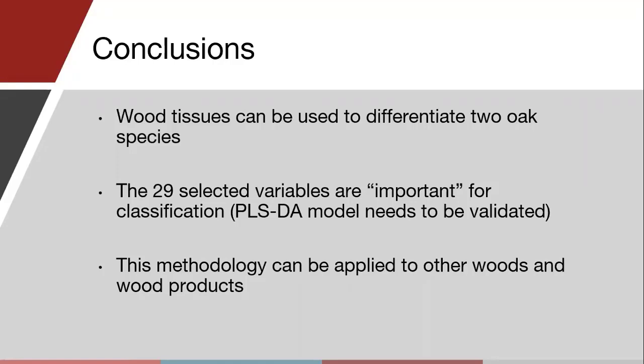Great. The 29 selected features or variables are important, quote, for classification. I will say now, my PLSDA model needs to be validated. What I mean is that I only had 109 samples, which is a good enough amount for a start, but not a good enough amount to confidently say that I have a working classification model for all possible oak samples that may come my way. So plenty more needs to be done, but this is a very welcome first sign.